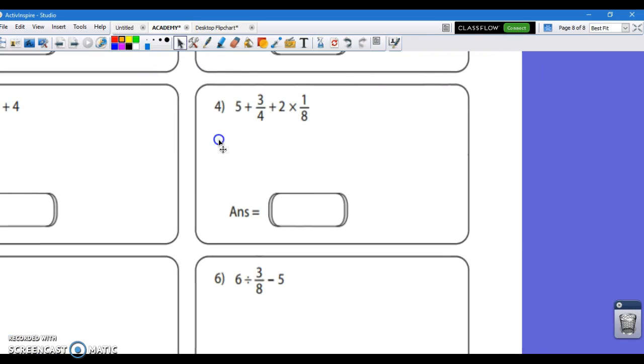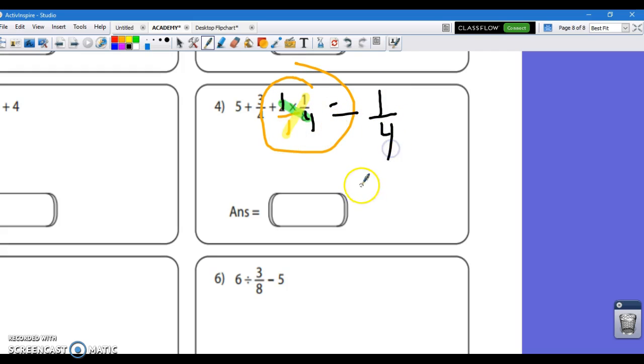Number 4. Here we go. All right. Parentheses. Nope. Exponents. Nope. Multiply, divide. Yes, please. Here it is. I'm going to look diagonally to see if I can reduce this way or this way. And from what it looks like, remember I can't reduce those, but these will reduce. 2 will go into itself 1 time. 2 goes into 8 4 times. Multiply straight across. 1 times 1 is 1. 1 times 4 is 4. So that multiplication part equals 1/4.